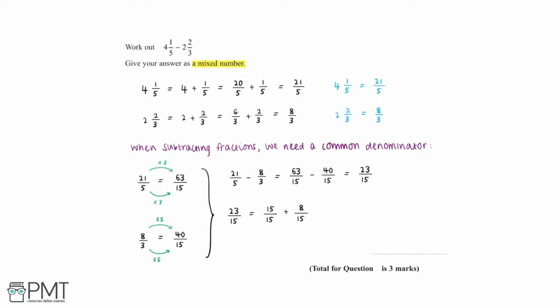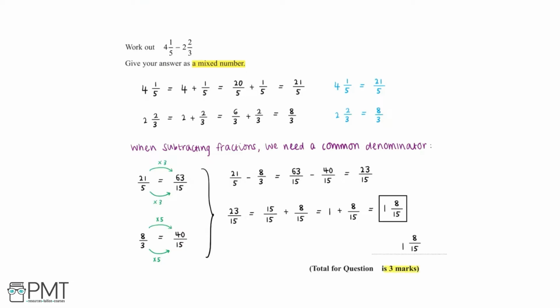23/15 can be written as 15/15 plus 8/15, because 15 plus 8 is equal to 23. Now 15/15 is equivalent to 1. And so 15/15 plus 8/15 can be written as 1 plus 8/15. And as a mixed number, this would be equal to 1 and 8/15. And so we've found that 4 1/5 take away 2 2/3 is equal to 1 and 8/15.